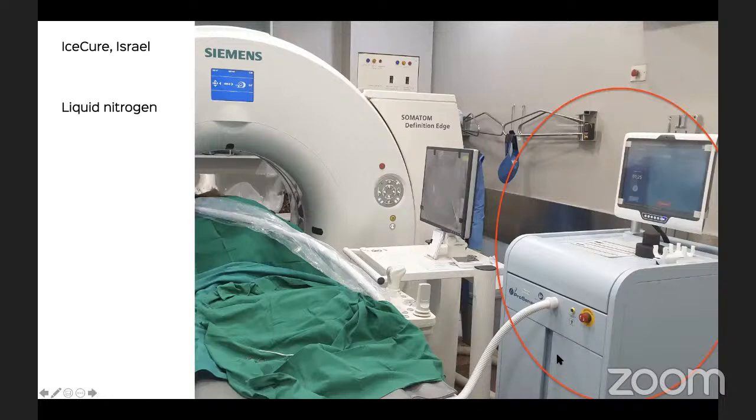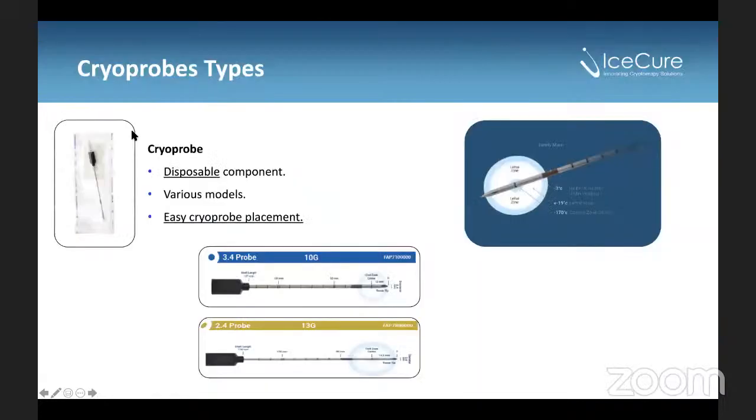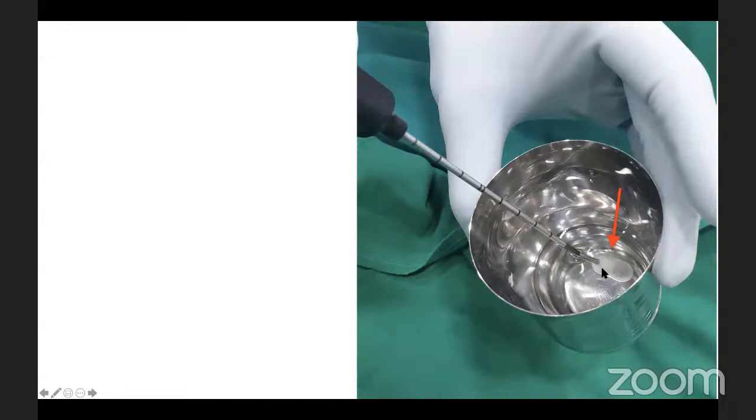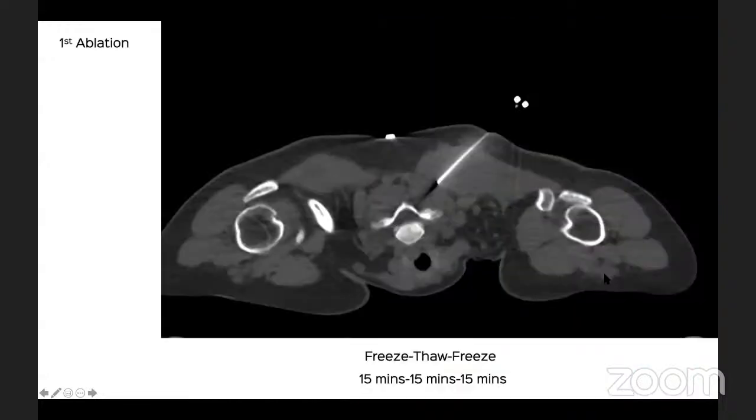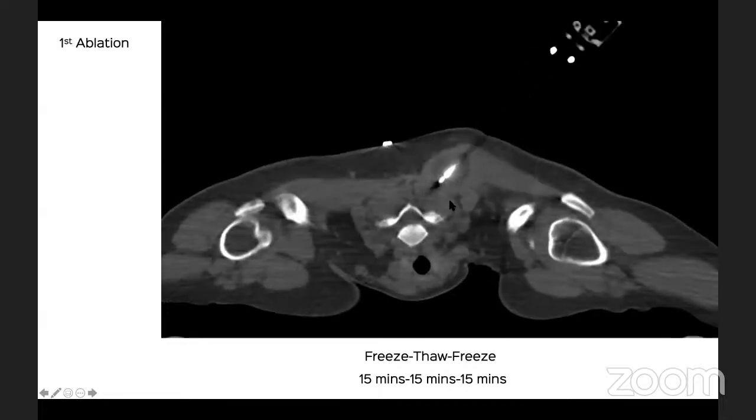And so we have this machine now that uses liquid nitrogen. That's typically how we create the lethal zone. And you can see the ice ball here that we have to check for first in the water. It takes about 45 minutes per cycle. So you freeze first, then you thaw, then you freeze again. And you can see this was the first one, and you can actually see the ice ball.